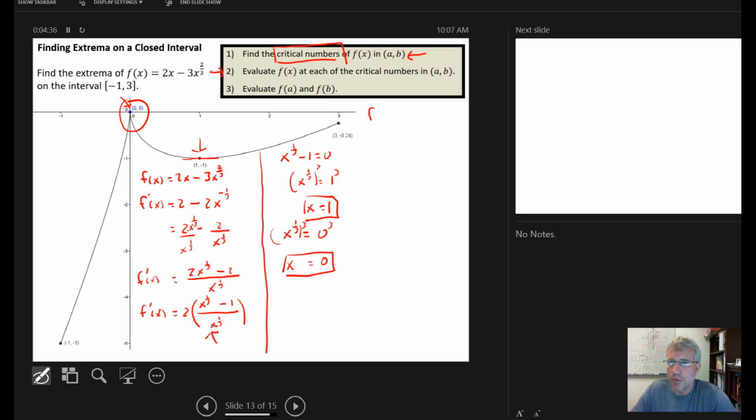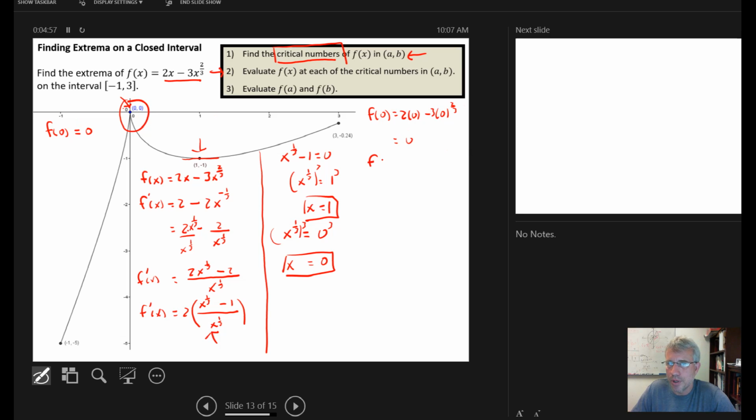So we need to evaluate f of 0. We put 0 into the original function, so it's just going to be 2 times 0 minus 3 times 0 to the 2/3, which is just going to be 0. So the first output I'm interested in is f of 0 equals 0.